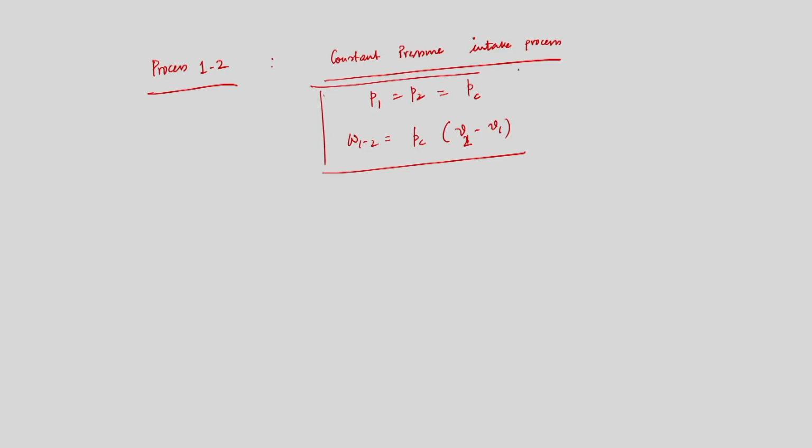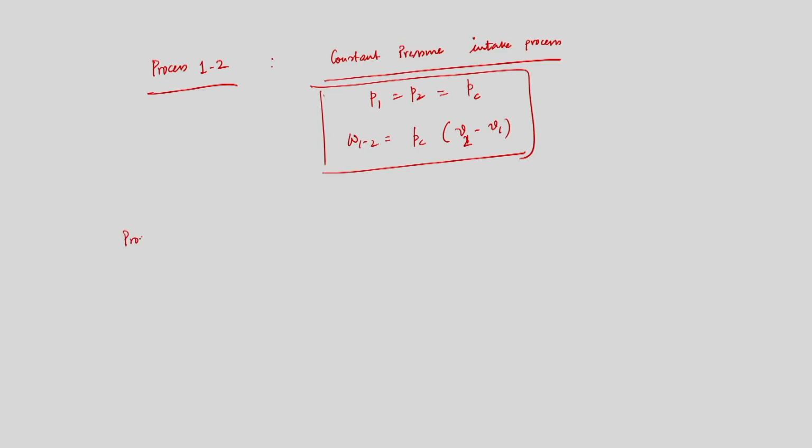So, constant pressure intake process, right. So, that is P1 is equal to P2. Let us say this is P constant, and W1 to 2 will be equal to P_C into V2 minus V1. So, this is for process 1.